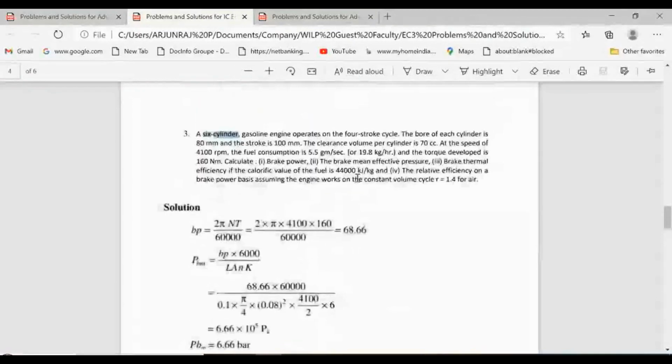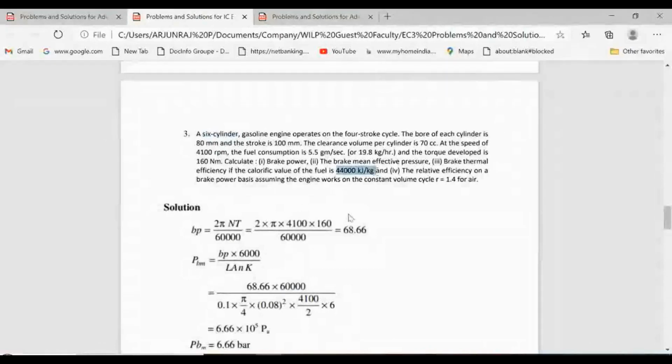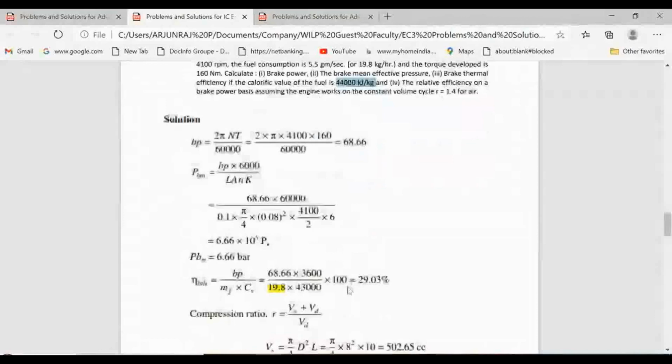They are asking to calculate the brake thermal efficiency. They have also given the calorific value of fuel. See, if they have not given the value, you also need to assume this value, and you have to do it accordingly. So you know the formula of the brake thermal efficiency, which is nothing but brake power divided by the mass flow rate of fuel times the calorific value.